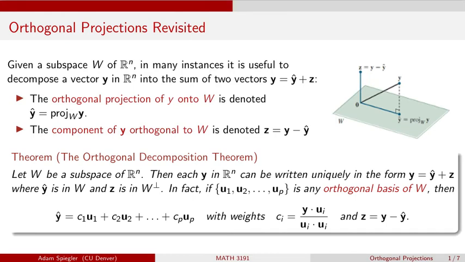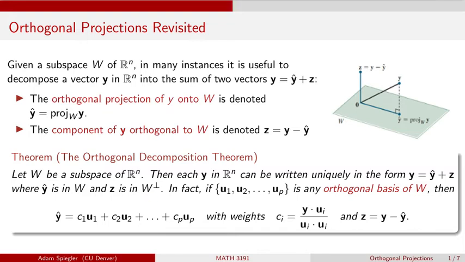The theorem that we can state to find these orthogonal projections is what's called the orthogonal decomposition theorem. In general, if W is a subspace of Rn, then each vector y in Rn can be written uniquely in the form y equals y hat plus z, where again this y hat is in W and this vector z is orthogonal to every vector in W.